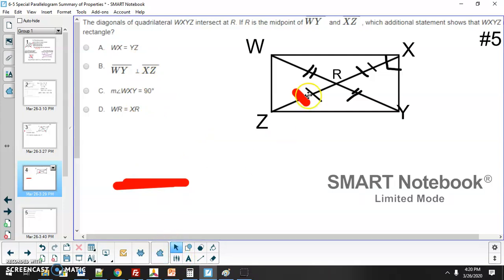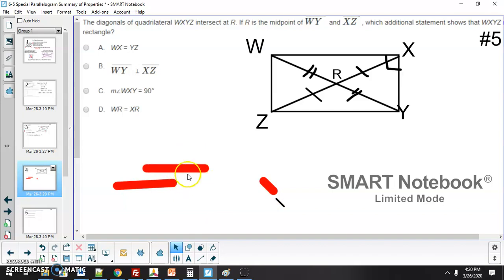In fact, I have decided there are 2 possible answers for number 5 after looking at it further, and I'll explain in a second. But first, draw it out, go clockwise or counterclockwise with your letters. You have midpoint R, which means that WR is the same thing as YR, and ZR is the same thing as XR. Doesn't mean the diagonals are congruent, so you cannot directly say that is a rectangle, because in a rectangle the diagonals are congruent.